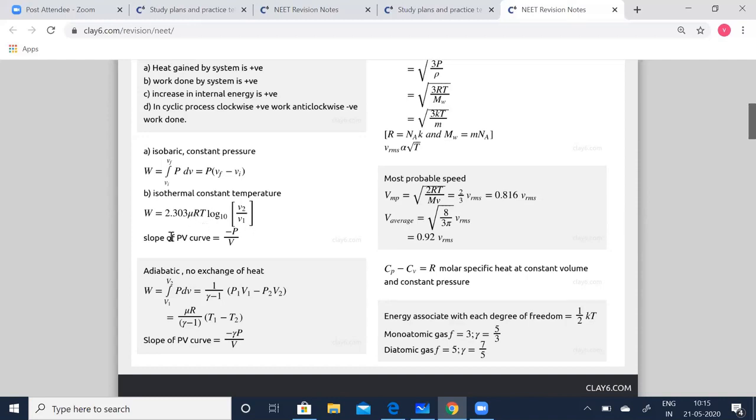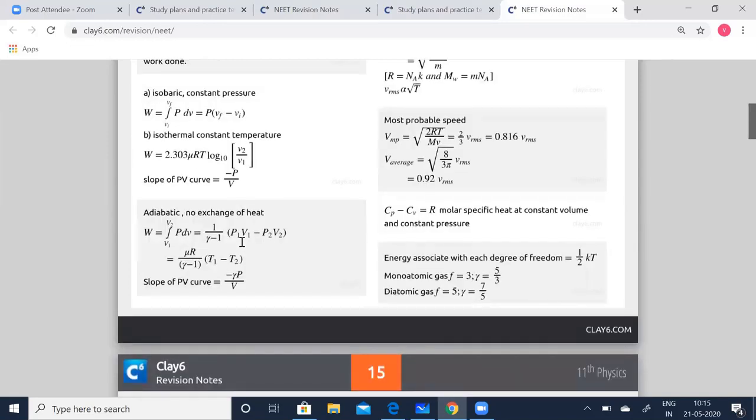Slope of the curve PV is equal to minus P by V, where P stands for pressure and V is the volume. Now, adiabatic change: no exchange of heat. So we saw isobaric, constant pressure; isothermal, constant temperature; and adiabatic change, no exchange of heat. Remember, there is no exchange of heat here. That means heat is not allowed to pass to the external environment.